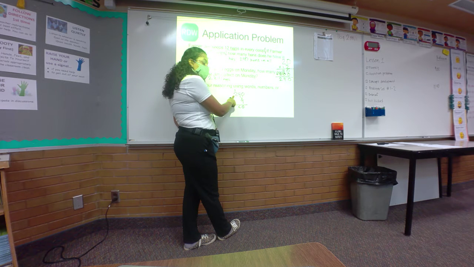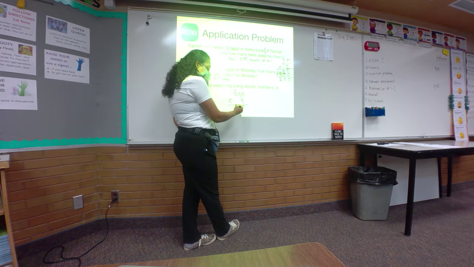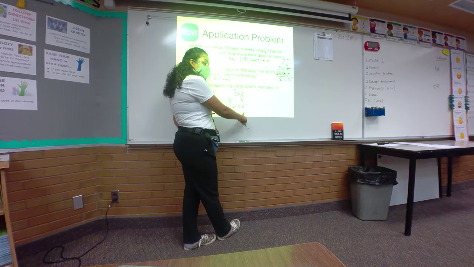9 times 2 in the hundreds. So 9 times 2 is 18. 18 plus the 3 is 21. So you drop that. It's 21. Okay, so now we are done because we don't have any more digits to multiply.